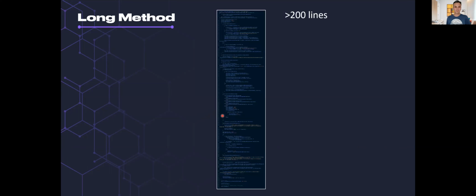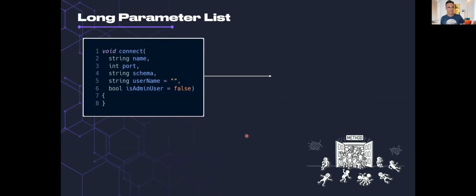This is one example of a method from one real project I found, which had more than 200 lines. This is just one method. So this method does everything. Go to database, read something, write something, calculate something. It's really a big mess.